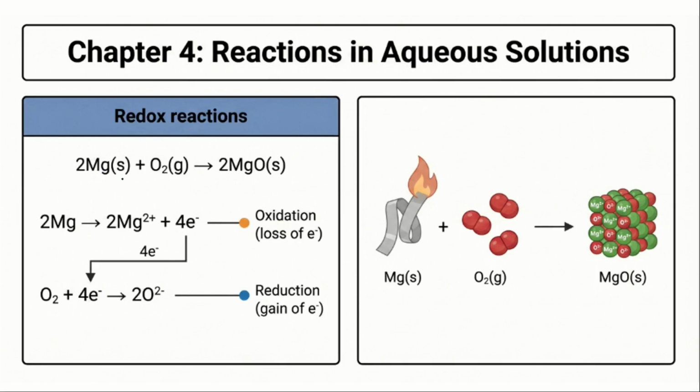If we divide this molecular formula into two sections and write a half reaction, first this reaction in which magnesium loses electrons, and this half reaction in which oxygen gains electrons. The first one is called the oxidation reaction, in which the electron is lost, while the second one is called the reduction reaction, in which electrons are gained by oxygen.